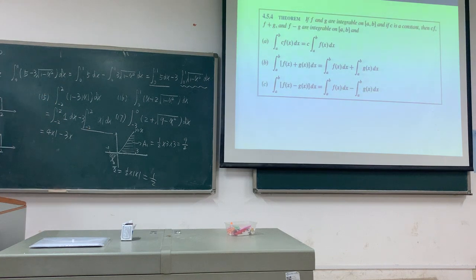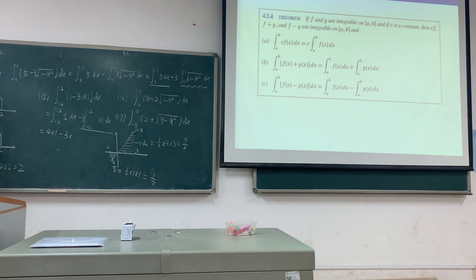Now we can see this integral equals the area of A1 plus the area of A2, because these are the areas above the interval. So A1 equals what? The base here is 2, the height is also 2, so A1 equals 1 half times 2 times 2, equal to 2.